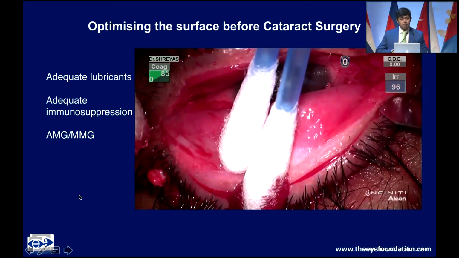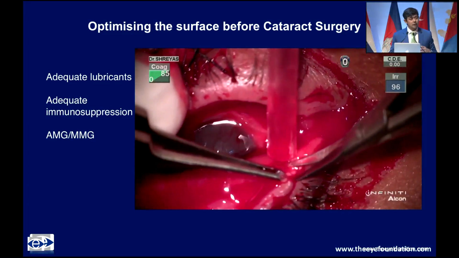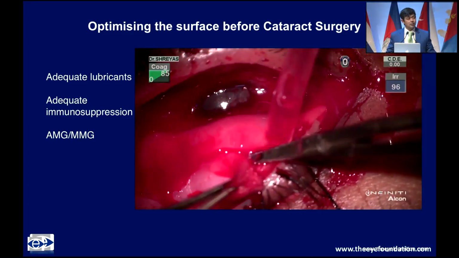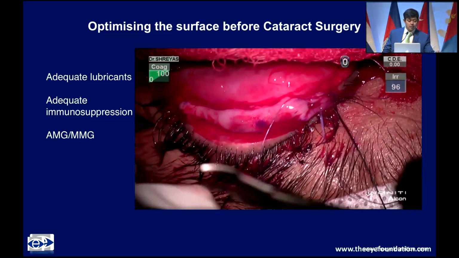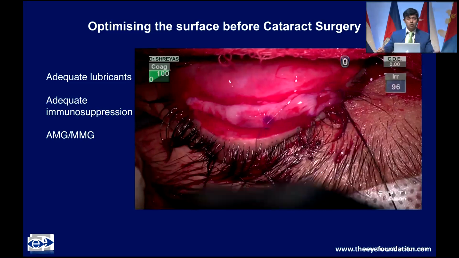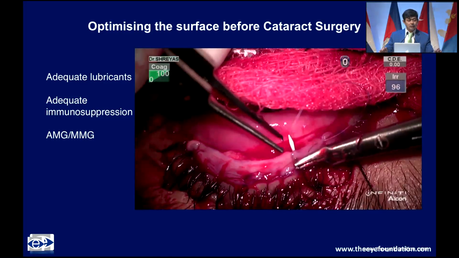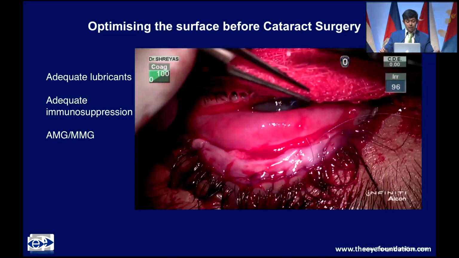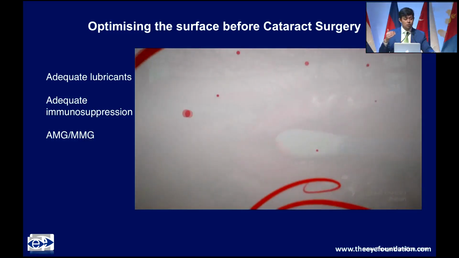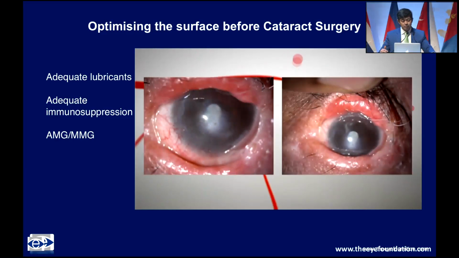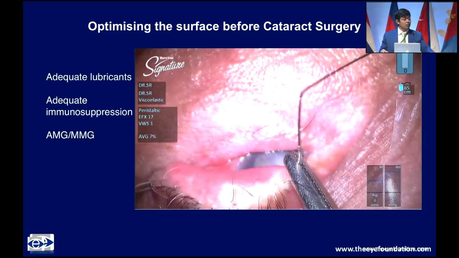Whether it's a basic dry eye where you're stabilizing the surface, or conditions like Stevens-Johnson syndrome, ocular cicatricial pemphigoid, or even an advanced Sjogren syndrome, it is important that we give adequate immunosuppression in these eyes and ensure that the surface of the eye is stable before you take them up for surgery. In this particular eye with Stevens-Johnson syndrome, the keratinized lid margin was abrading against the cornea, causing repeated breakdowns. And even though the patient had a total cataract, it's important that you stabilize the surface.